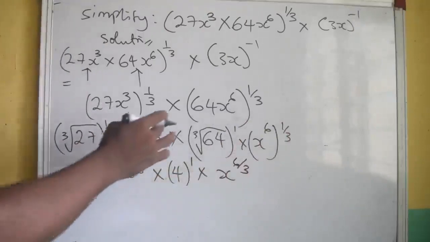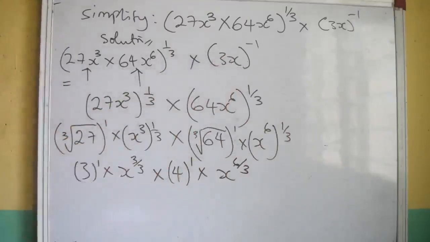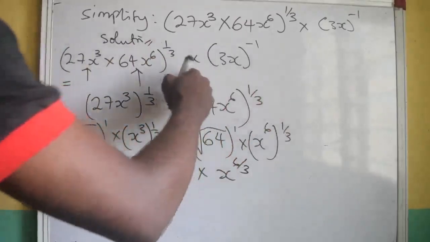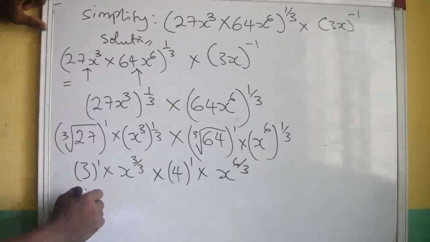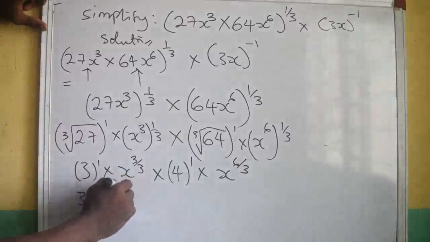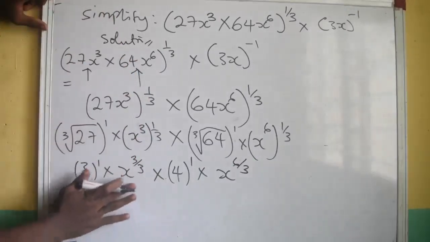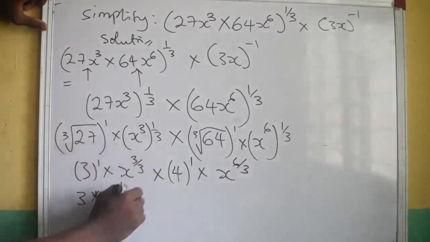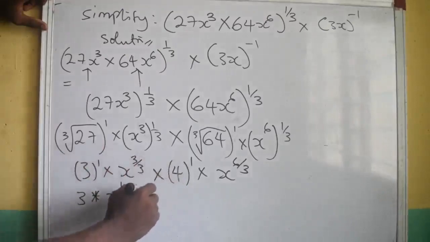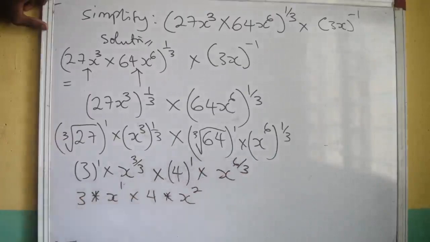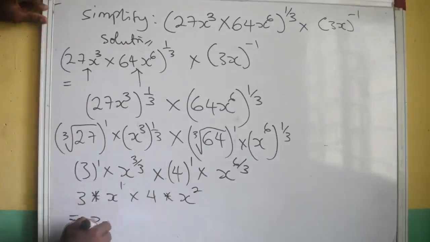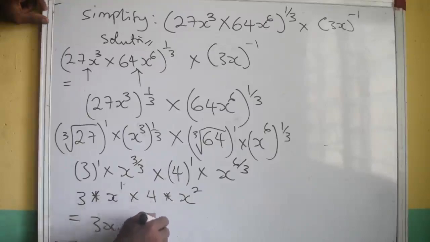So I want to apply that technique. Mind you, I'm not dealing with this for now. I'll bring it later. Well, let me leave it here. So this raised to power 1 is 3, multiplied by x raised to power 2 over 3. This is 3 over 3, which is 1. x raised to power 1, forgive me. Multiplied by 4 raised to power 1, which is 4, multiplied by x. 6 over 3 is 2. So this is what we'll get. It becomes 3 times x, 3x, because 3 raised to power 1 is 3, multiplied by 4 times x squared, which is 4x squared.